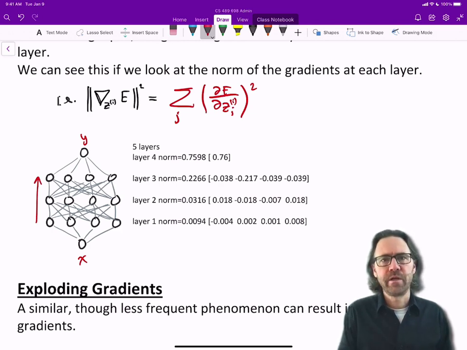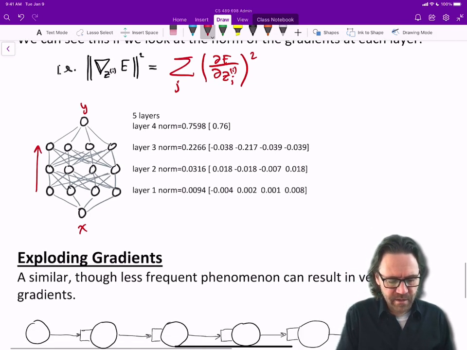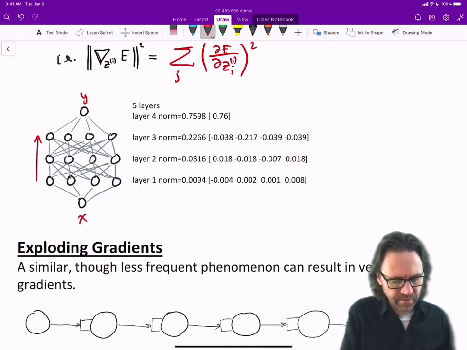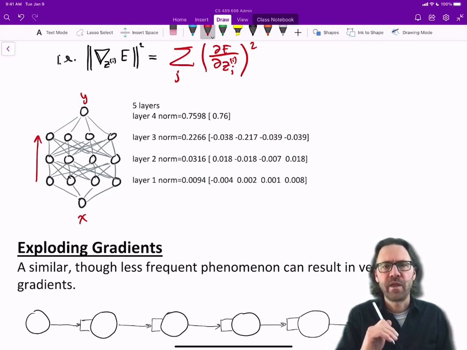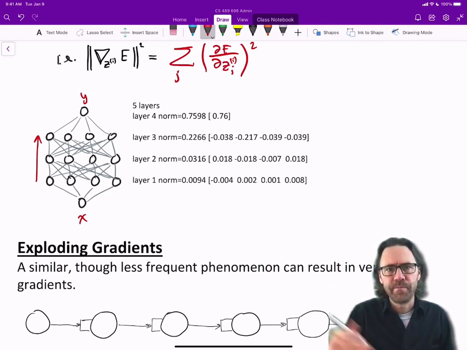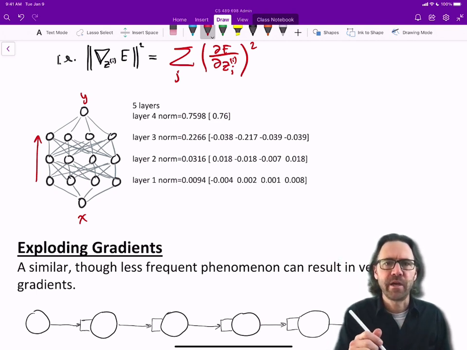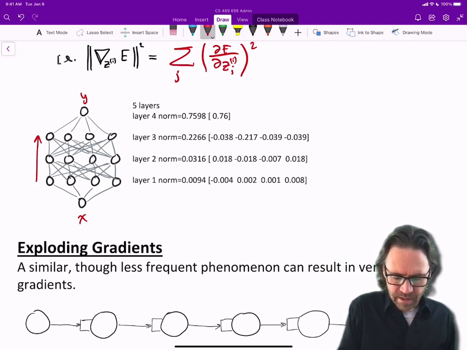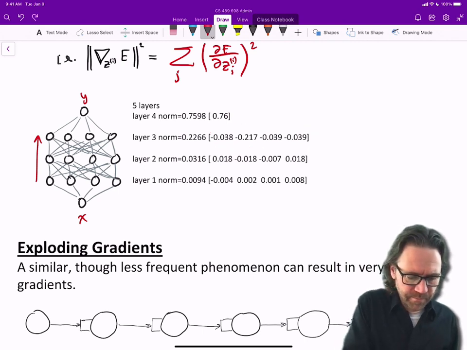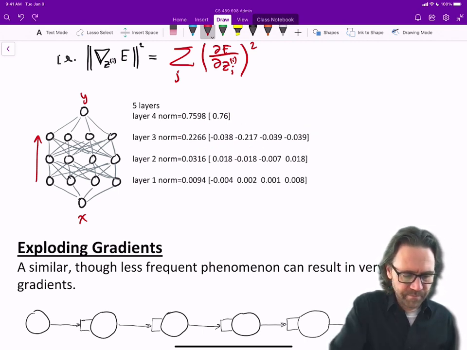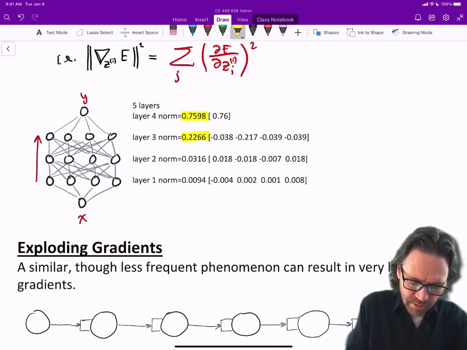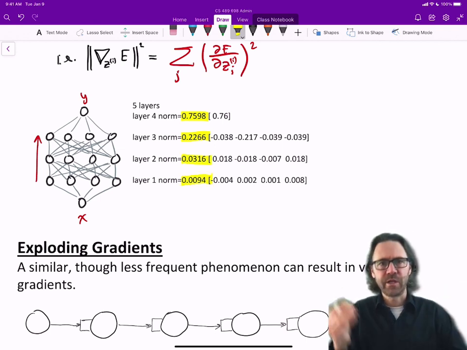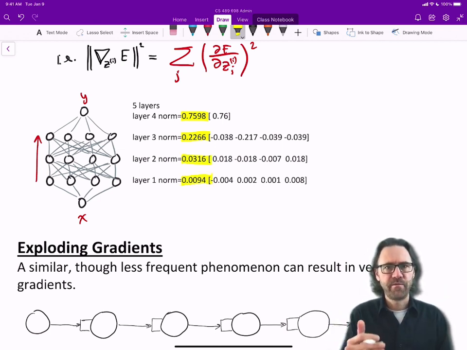In this particular example, why do I say 5 layers? 1, 2, 3, 4. Okay, 5 layers including the input. You can see that I'm showing, for a given sample that I input, I compute the gradients going back down. I list all the gradients themselves, but I'm also showing you the squared 2 norm. You can see they start reasonably sized, but they get smaller and smaller as you go down, down, down. Same number of nodes, 4 at each layer, but they're getting smaller and smaller in value.